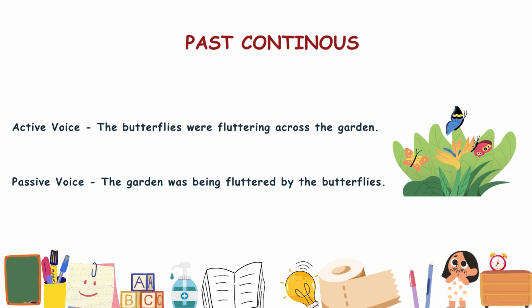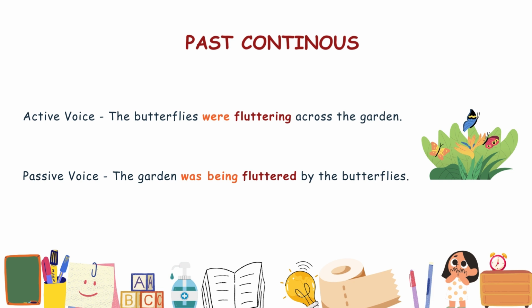Past continuous tense. The butterflies were fluttering across the garden. Is an active voice and the garden was being fluttered by the butterflies is a passive voice. Here, was being are the auxiliary verbs being used and fluttering is replaced by fluttered.